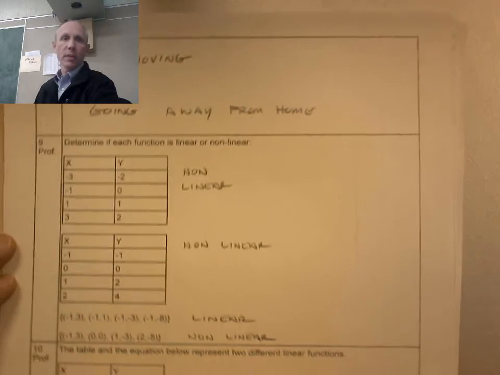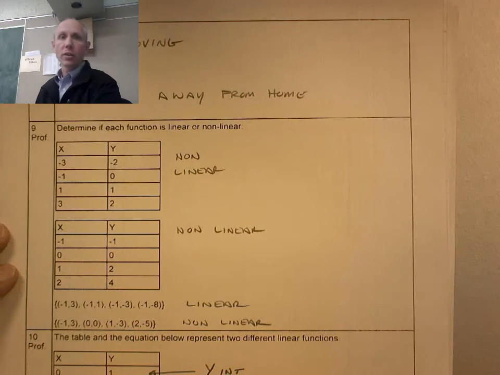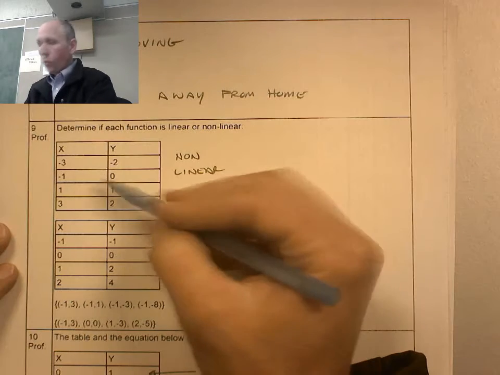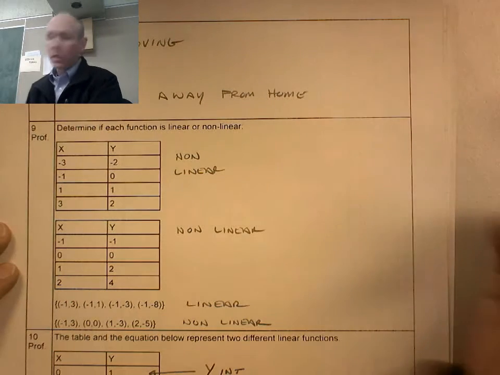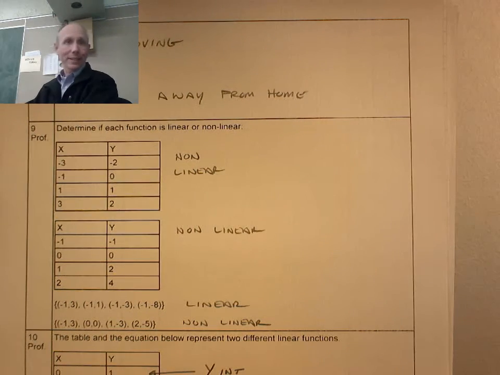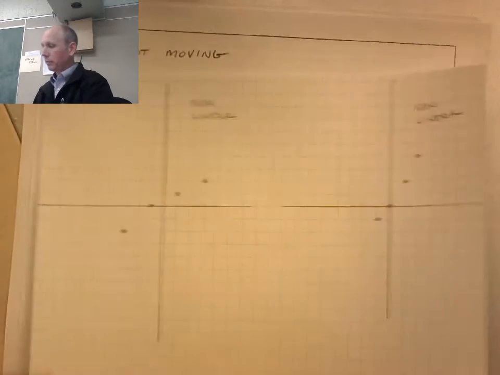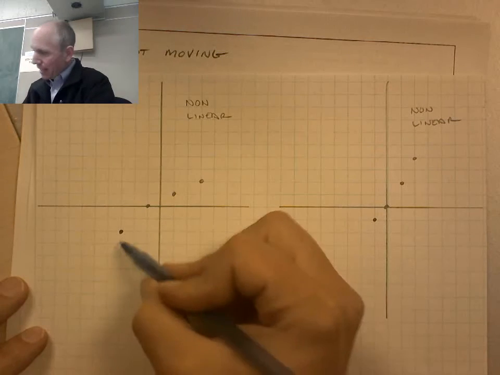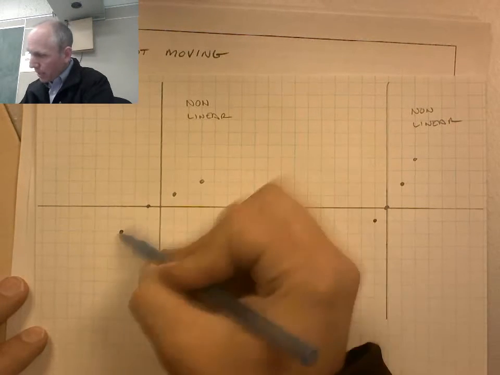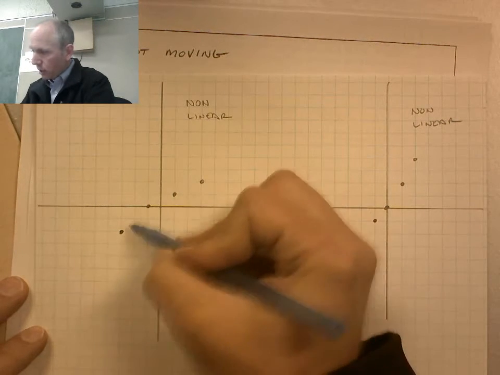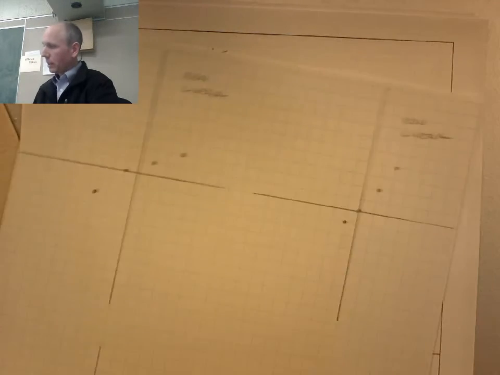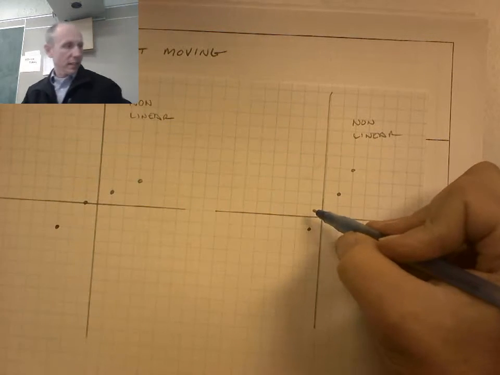All right. Determine if each function is linear or nonlinear. What I'm going to do is plot all of these on a piece of graph paper and look at it and say, hey, is this a line or not a line? Here's my piece of graph paper. The first one, that is not linear. I know it looks kind of, nope, that's not linear. It's kind of doing a funny jog right there. That's not linear. This guy, I know it looks like it's kind of linear, but it's not.